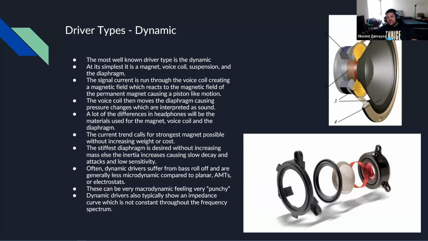A lot of differences in headphones, other than the technology themselves, will often be material choice. The material of the magnet, the material of the voice coil, the material of the diaphragm, these are all very important and can lead to very big differences in sound and in cost. Current trends for magnets are just the strongest, lightest possible magnet. Usually, if you want an extremely strong magnet, it has a tendency to be very heavy. So if you want a strong magnet that's not heavy, you're going to pay a lot in cost and material. Generally speaking, you want a stiff diaphragm.